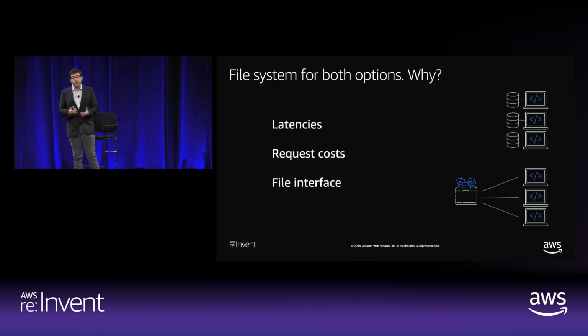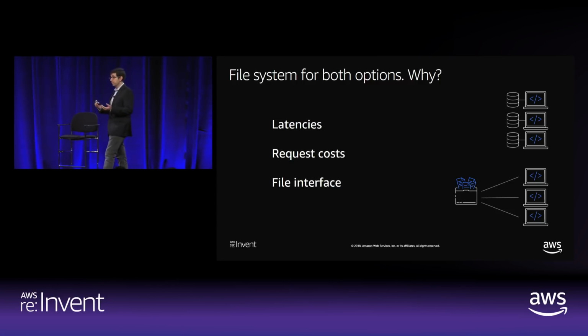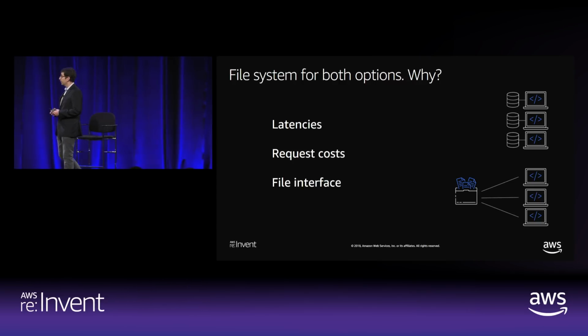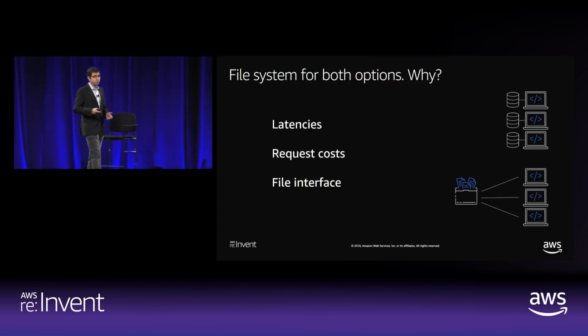And then finally, a lot of the applications that people are running to process their data require a file interface. They're written for file system APIs, operating system APIs that provide file functionality. So that's generally why a file system is involved in between your S3 and your compute.